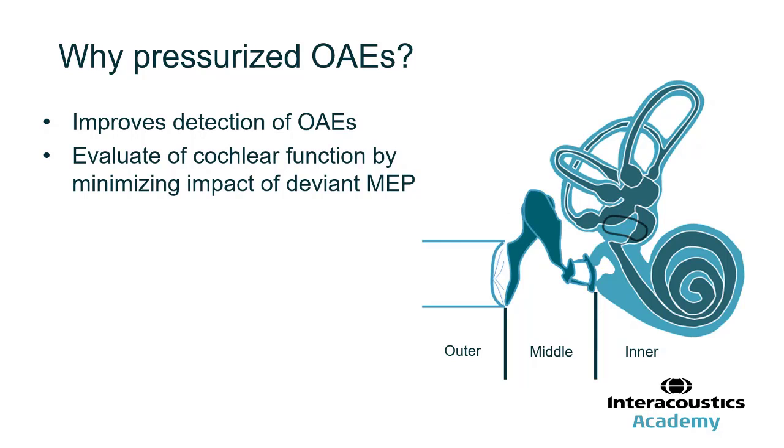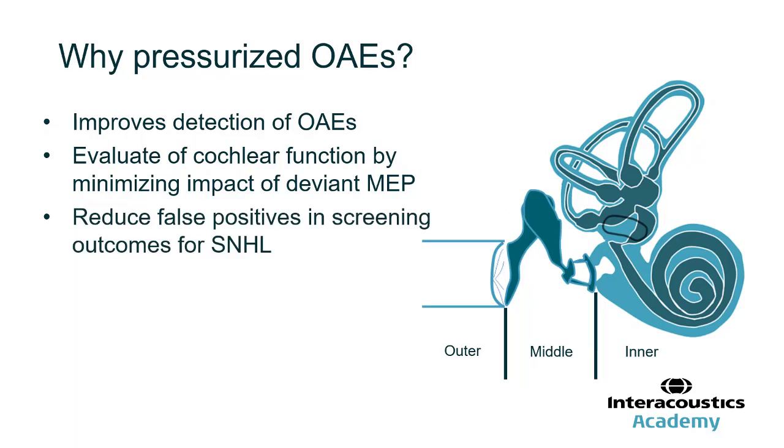By improving the detection of OAEs, you're also able to evaluate cochlear function by minimizing the impact of deviant, which means positive or negative, middle ear pressure. And by doing so, this stands to reduce false positives in screening outcomes for sensorineural hearing loss.